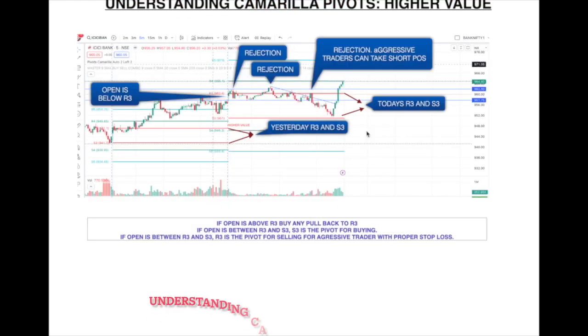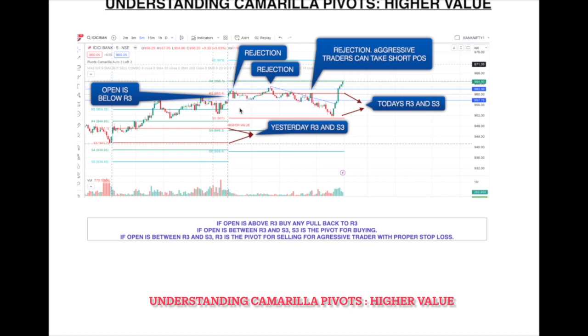Now let us understand the various setups which I have discussed in the previous table. The first is the higher value relationship. So let us understand what a higher value relationship is. In a higher value relationship, today's R3 and S3 are higher than yesterday's R3 and S3. It means the R3 and S3 of today sit above the R3 of yesterday. So this is the higher value relationship.